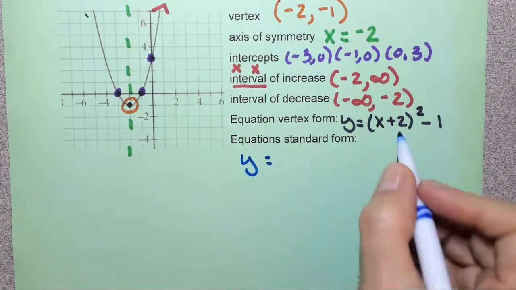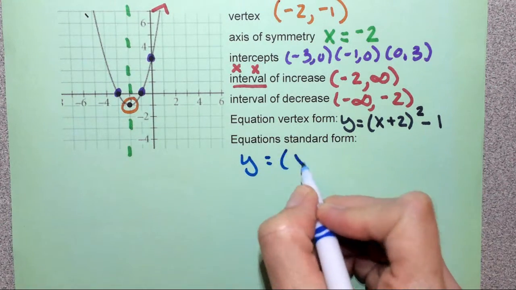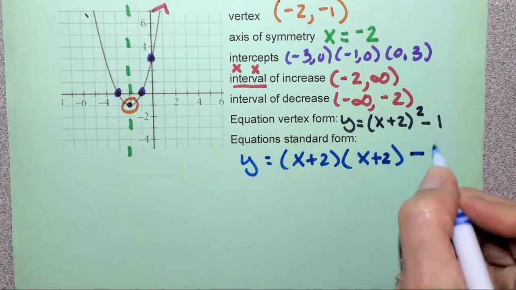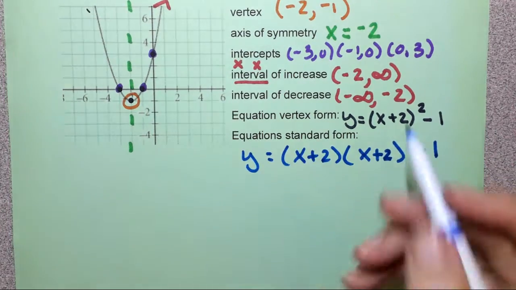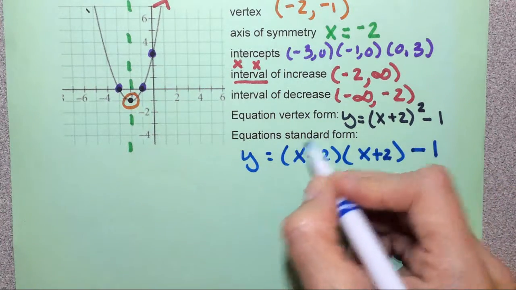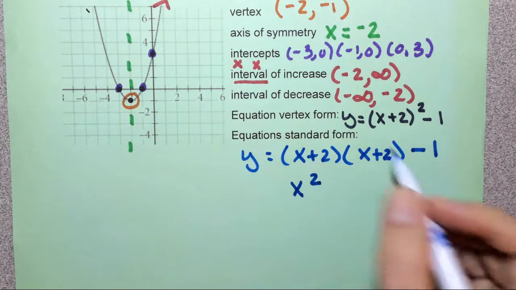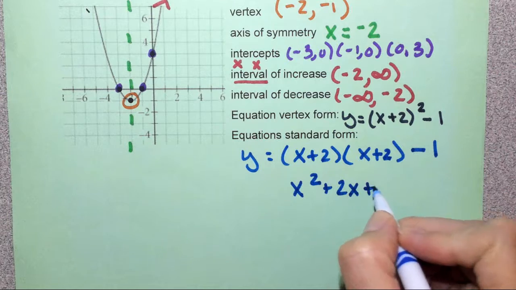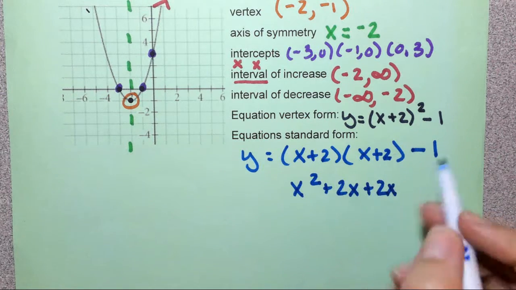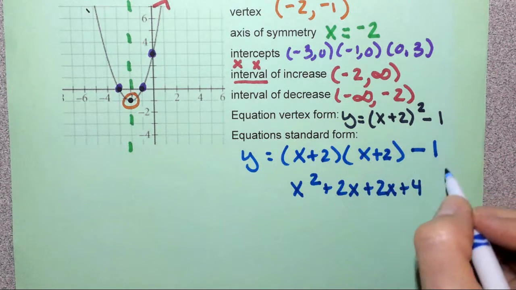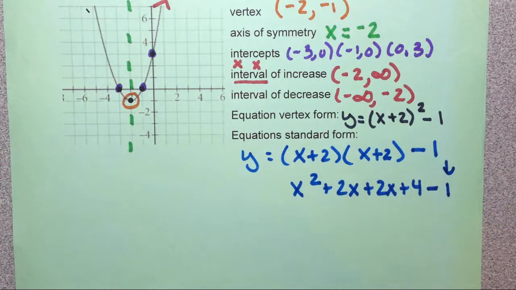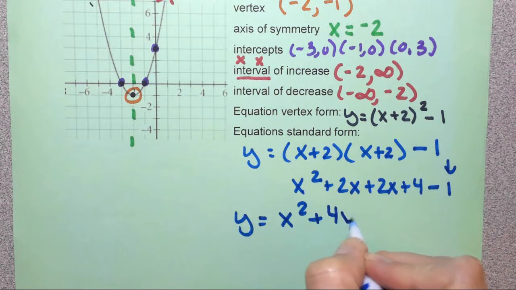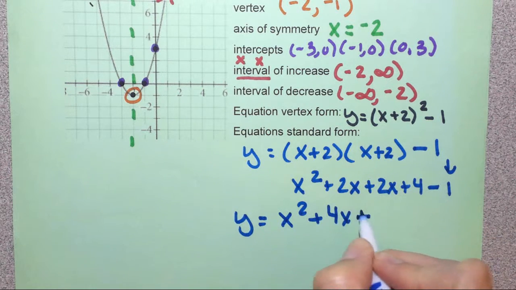So I'm going to go rewrite this. Instead of writing x plus 2 squared, I'm going to write x plus 2 times x plus 2, and then I'm going to bring down my -1. From here, we're going to FOIL. So x times x is x squared. X times 2 is 2x. 2 times x is 2x. And 2 times 2 is 4. And then again, I have to remember to bring down that minus 1. Now I'm simply going to collect like terms. And 4 minus 1 is 3.